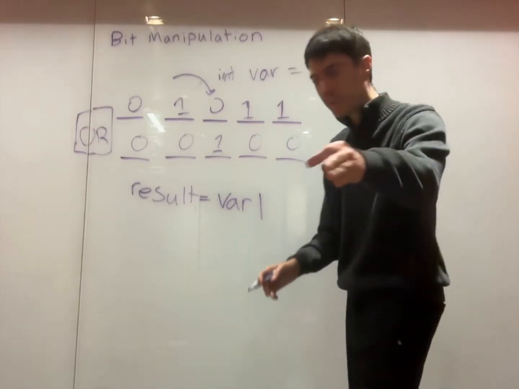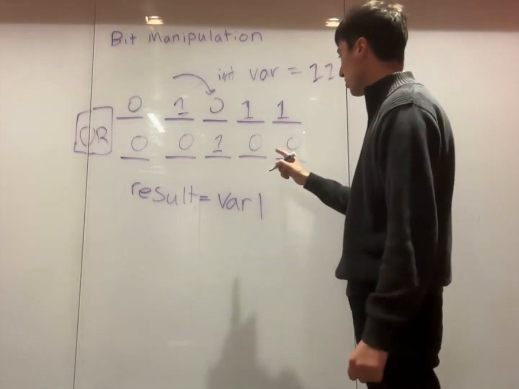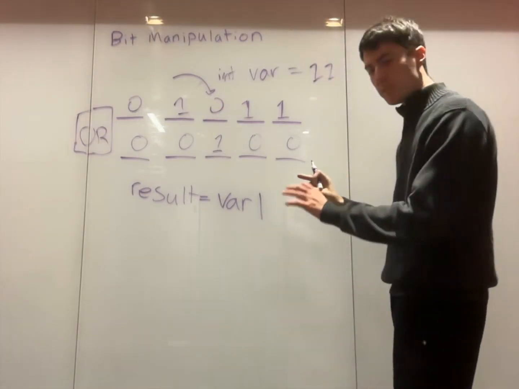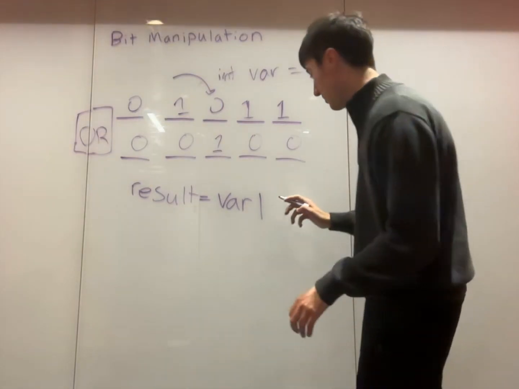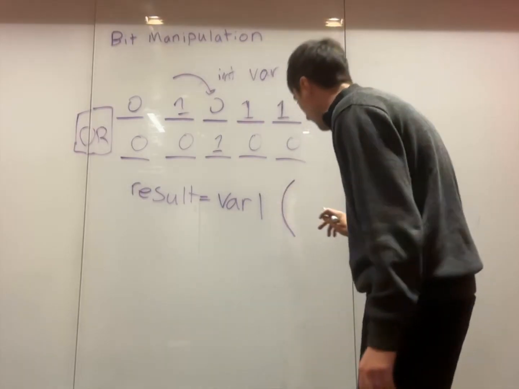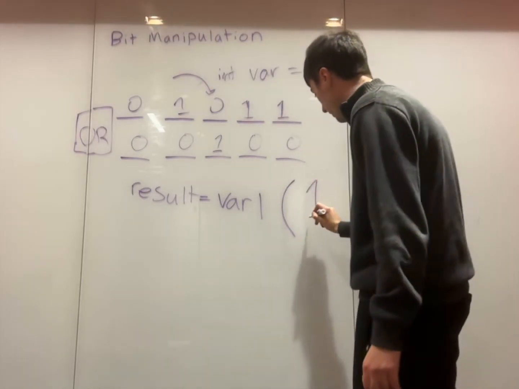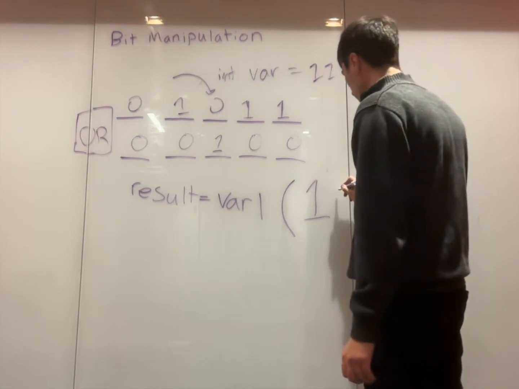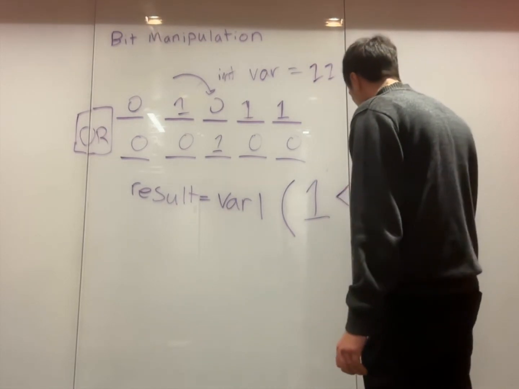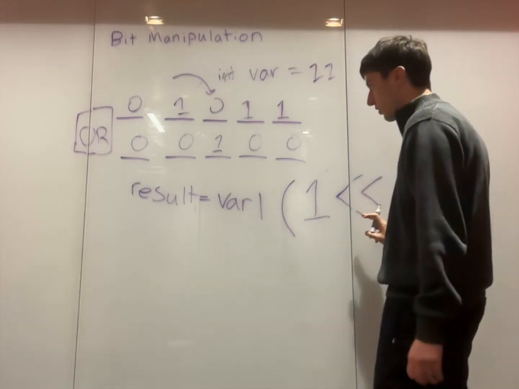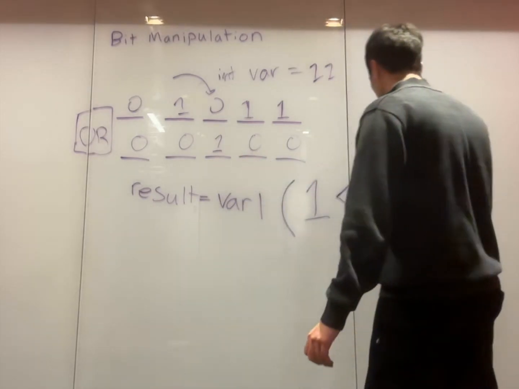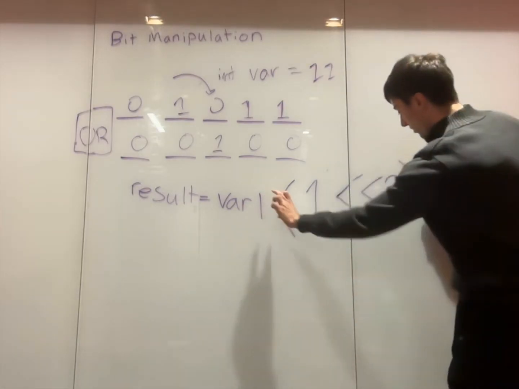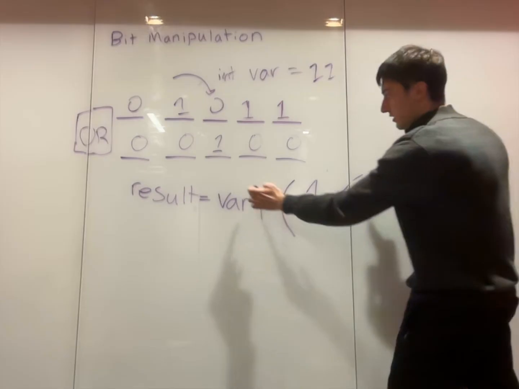Shift operators. We got our shift operators. So what I can do is like this, and this is going to be a very common thing in bit manipulation. I have a parentheses. I'm going to put a 1 right here, and then I am going to shift this over by 2. And that's how we do it. This, in the parentheses, evaluates to this.